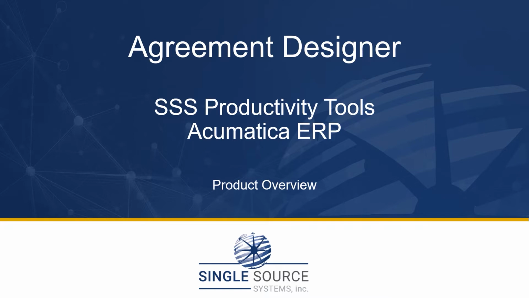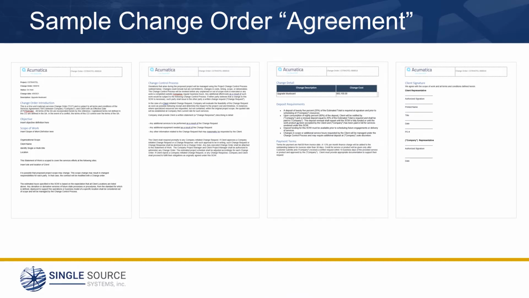The Agreement Designer is a module within the Single Source Productivity Tool product suite. The Single Source Productivity Tools are a collection of product extensions that enhance user productivity within the Acumatica ERP product. My name is Marty Rhodes, and I'll be your host in presenting this short video providing an overview of the Agreement Designer. The goal of the Agreement Designer is to combine actual data from documents in Acumatica.